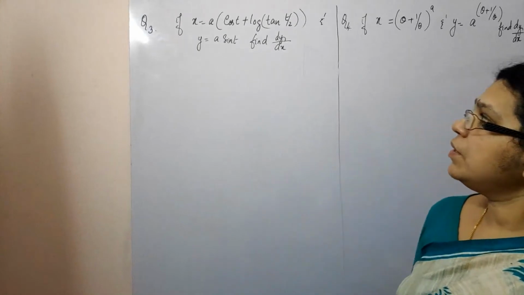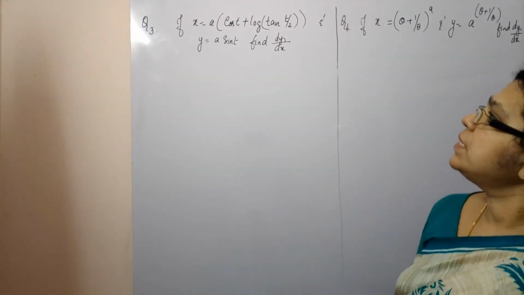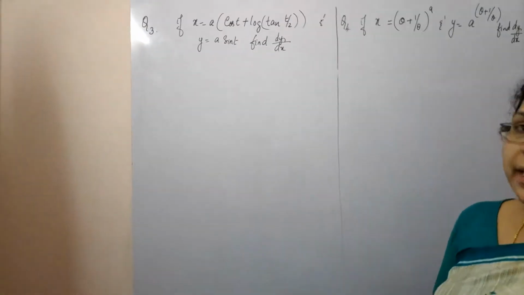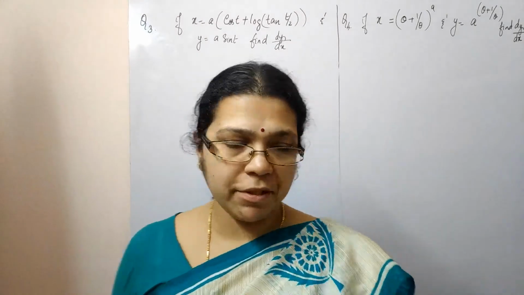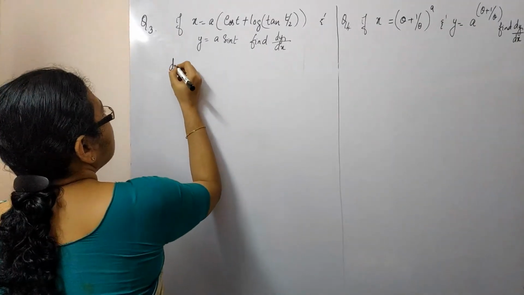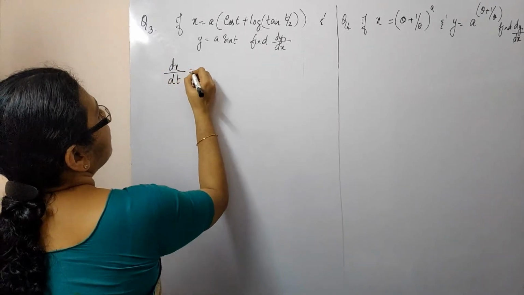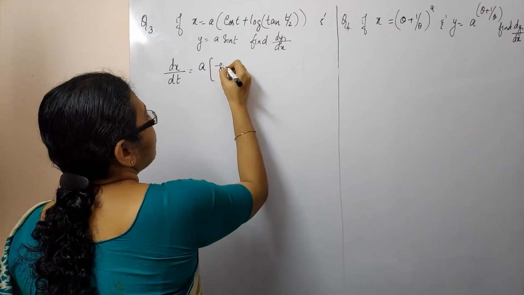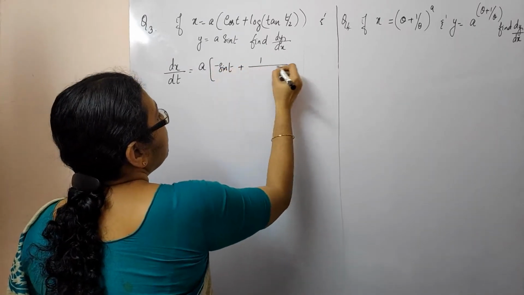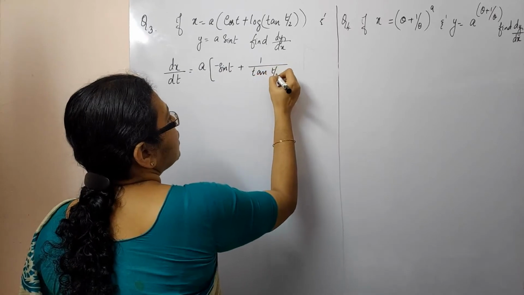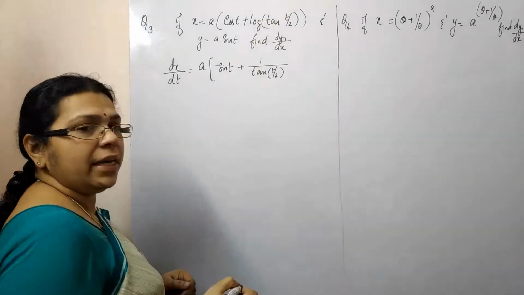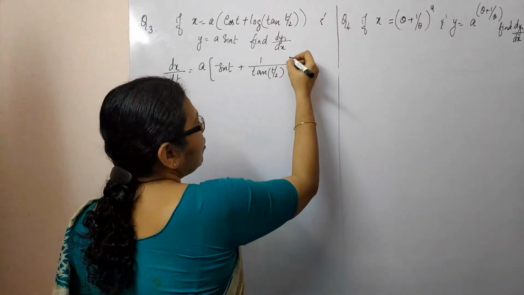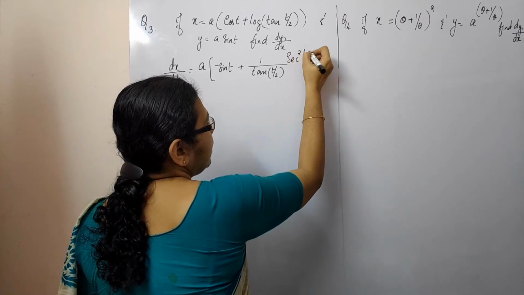If x is equal to a into cos t plus log of tan t by 2 and y is equal to a sin t, find dy by dx. Again, this is a parametric form. So here dx by dt is equal to a into, a is a constant, derivative of cos t is minus sin t plus 1 by tan of t by 2. That is, derivative of log x is 1 by x. So the derivative of log of tan t by 2 is 1 by tan t by 2, times the derivative of tan, which is sec square t by 2.